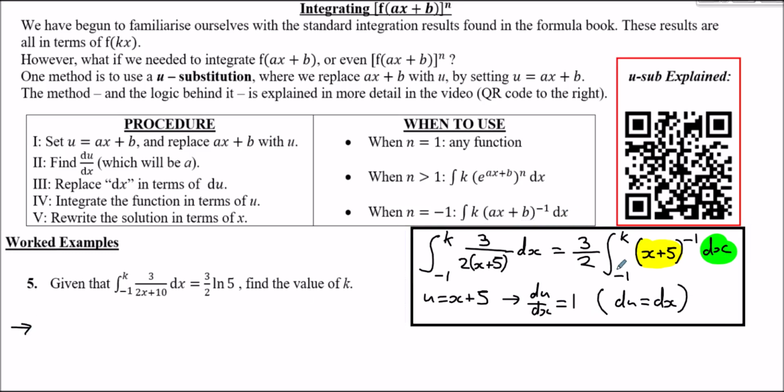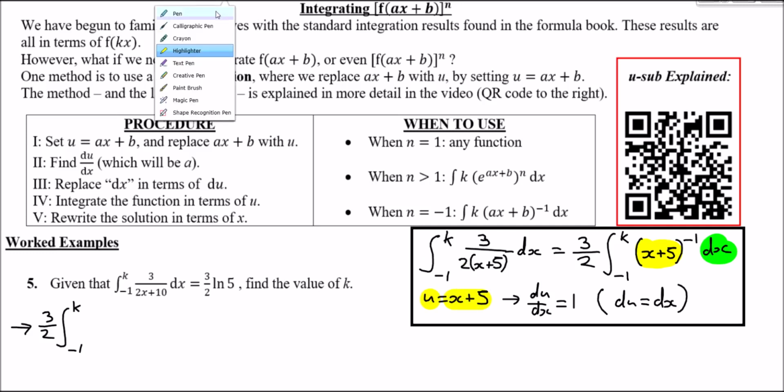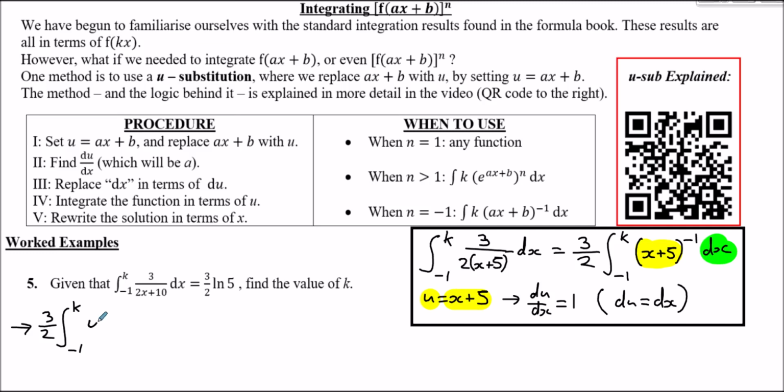So from this, we can now proceed. So this integral, I've got 3 over 2, integral from k to -1, x plus 5 I'm going to replace with u, because I said that u was, of course, x plus 5. So I've got u to the -1, integrating with respect to x, but of course du is the same as dx. So I can say it's u to the -1 du from what we found out here.